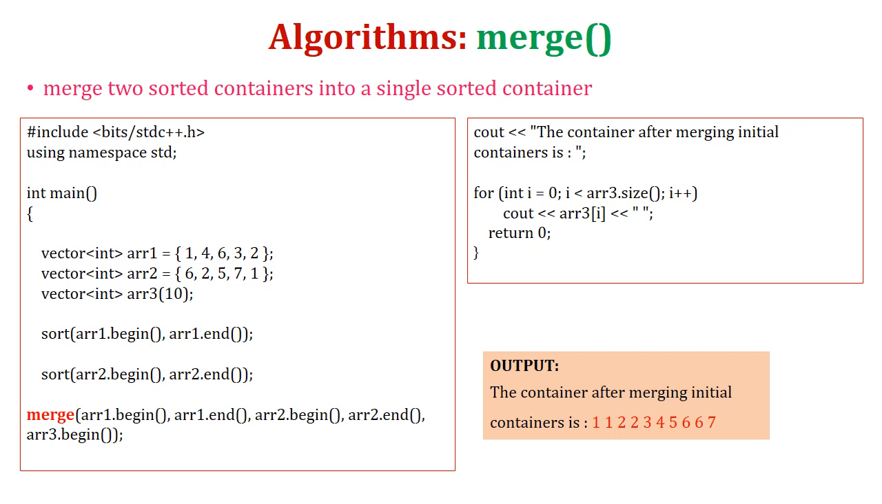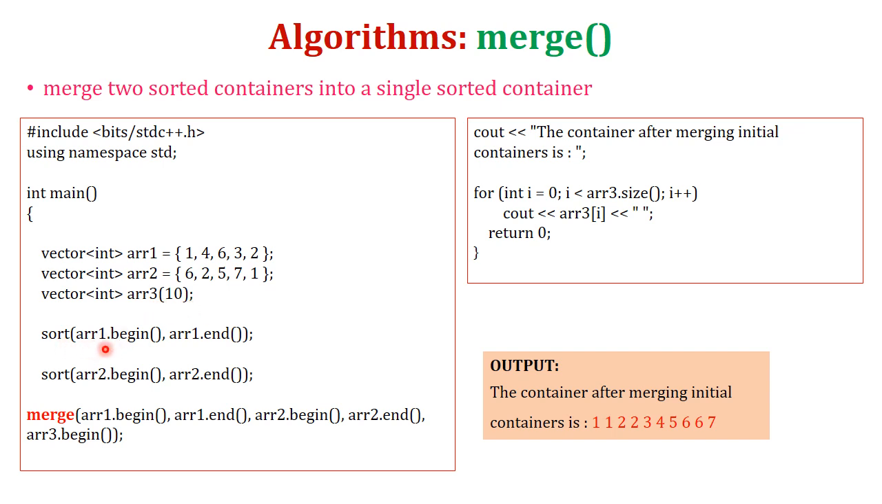And the next algorithm is one of the functions, merge. It will merge two sorted containers into a single sorted container. So for example, vector one has some value, vector two has some other value, then we are creating the third vector.